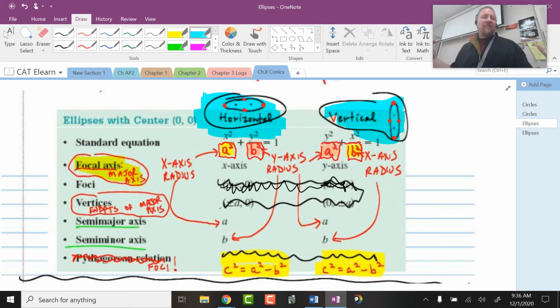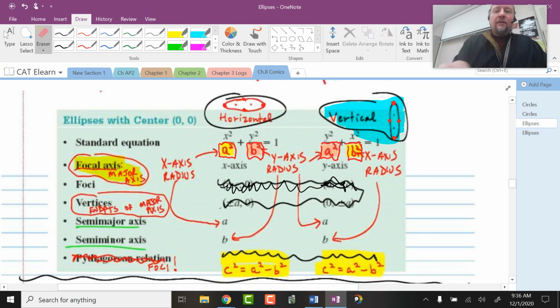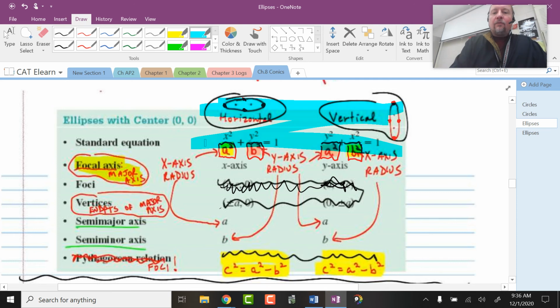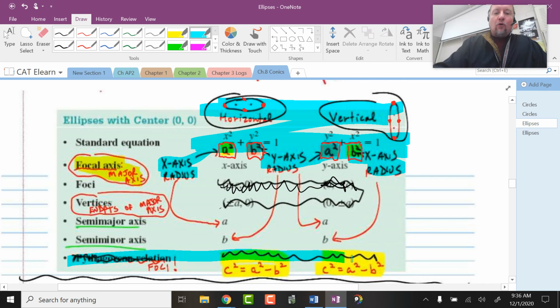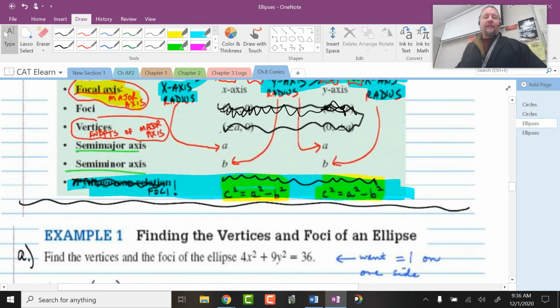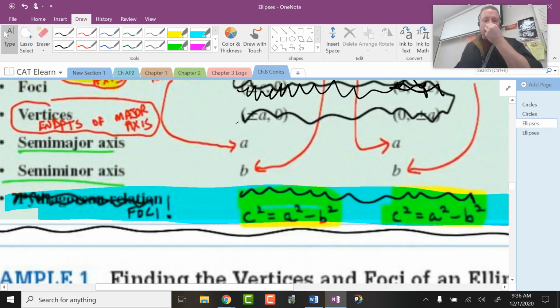Semi-major, semi means half. It's not really a big deal. So really what's important is the difference in the equation, what they create, the idea of x-axis and y-axis radius, and then our foci equation. And that's a formula. So I'm going to go back down to this, and I'm not going to derive this. You're just going to have to memorize it. The foci are what draw the situation.